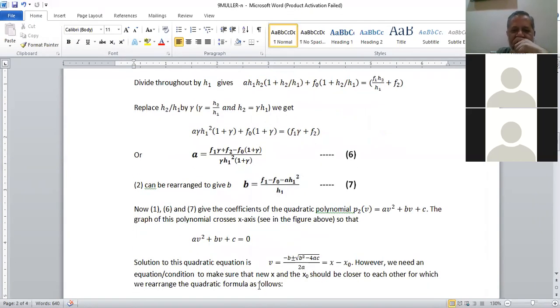So that now we look for the parabola point that crosses the x-axis, and there the y value should be 0. That is, P2, the value of the second degree polynomial, should be 0.